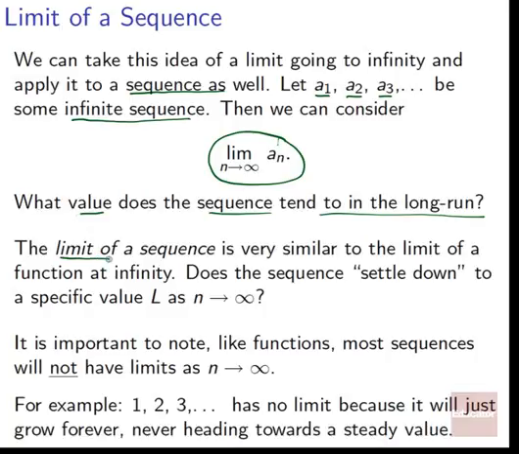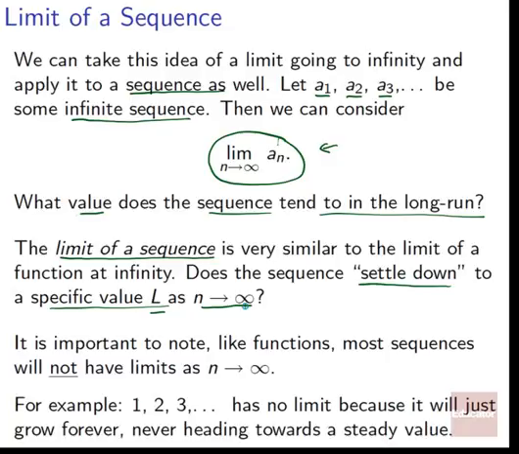So the limit of a sequence, that's this thing right here, is very similar to the limit of a function at infinity. The question is, does the sequence settle down? Does it go to some specific value L as n runs off to infinity? So as our n becomes larger and larger, does our sequence stabilize into something that's going to basically be the same as we go farther and farther?